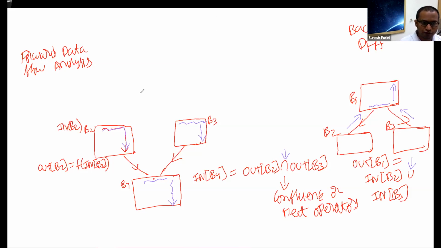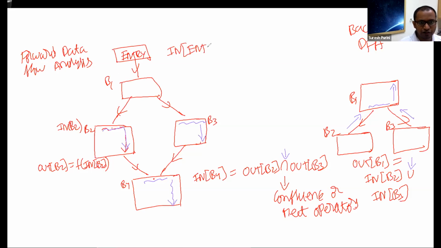So if we keep going further here, let's say we finish the control flow graph, it may look something like this. So this is basic block B1, and then you can have the entry basic block. And then we can have the boundary condition that in of entry is equal to empty set. No expression is available at the beginning of the basic block.